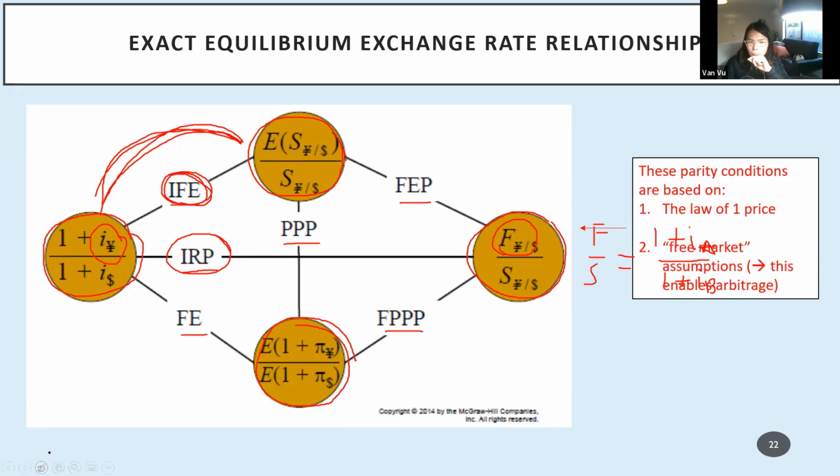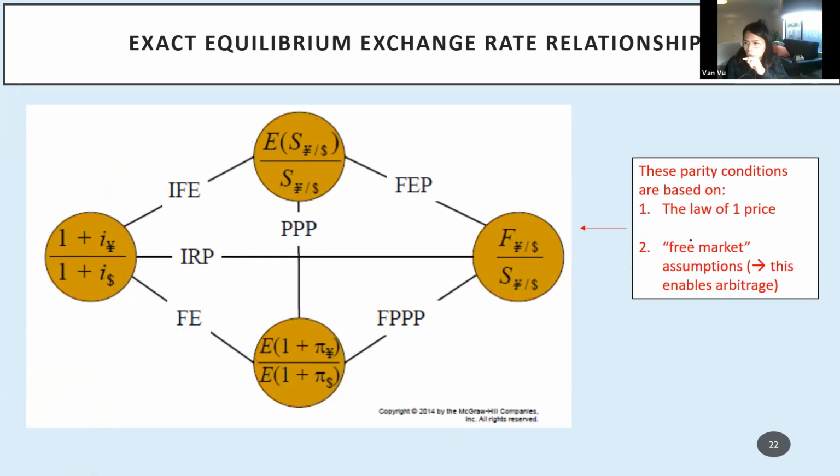So for these parity conditions to hold, we need two things. Firstly, we need the law of one price to work. That means whenever there is any mispricing, whenever there is any disparity between the actual rate and the parity condition, then people should be able to arbitrage, and as they arbitrage away, these conditions are back to equilibrium.